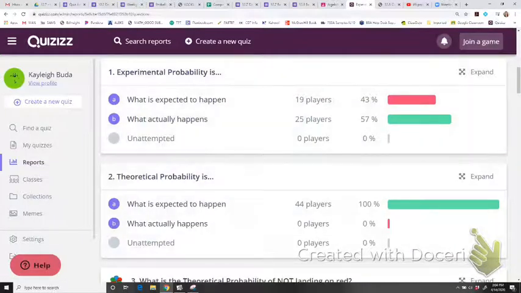So on this quizizz, a good majority of you missed the first one, but then figured it out on number 2. So in theory, theoretical probability is what should happen. Experimental probability is what actually happened.